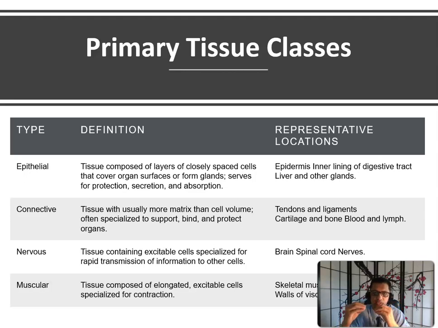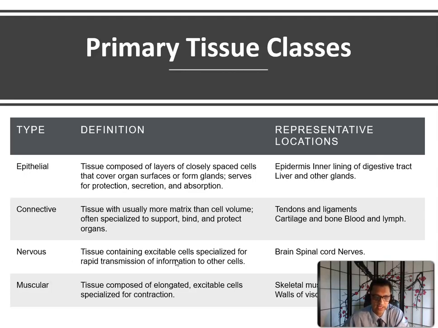the layers of the epithelial tissue, whether it's simple, meaning one layer, or stratified, which means multiple layers, will pretty much determine what their function is. And I'll explain that in the next few slides. Connective tissue is tissue with usually more matrix than cell volume, often specialized to support, bind, and protect organs. So those are our tendons and ligaments, cartilage, bone, blood. Yes, blood is connective tissue, and lymph.